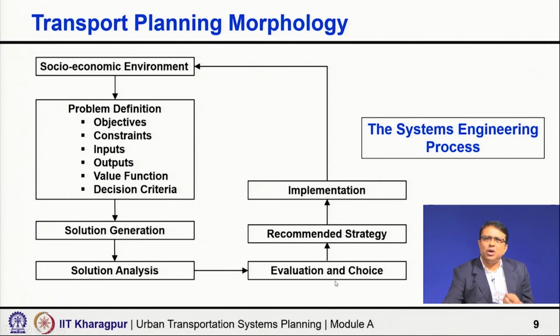implement, evaluate and choose the best one, then that is what is recommended and implemented, and the feedback arrow is again shown to the socio-economic environment just to indicate that it is a cyclic process, because continuously the demand will grow. So, you take some intervention to provide some relief, then you again need to evaluate, then after some time again the demand will be more. So, you again need to do something. So, it is actually a cyclic and continuous process.